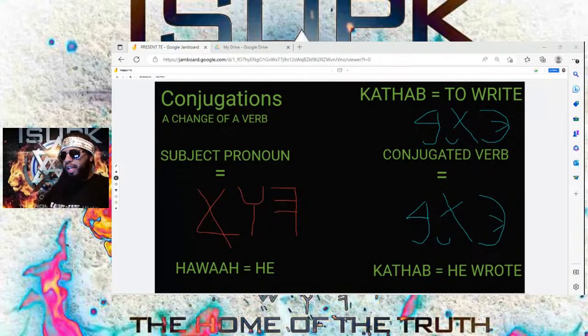But this is what it would be in the past tense. You have the subject pronoun hawa, which means he. The verb is kathab, meaning to write. Kathab, meaning he wrote. So sometimes you'll see ya kathab, a ya in front of it. That may just mean he wrote. So if you see something like ya kathab, just like how you see ya dabar, well, ya amar. Let me give you an example.